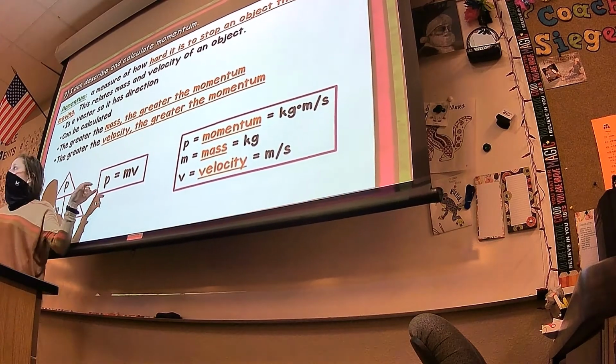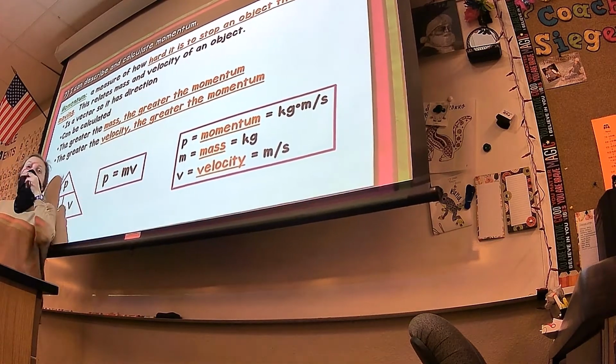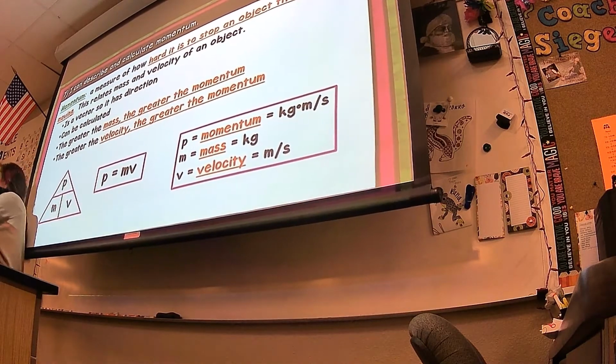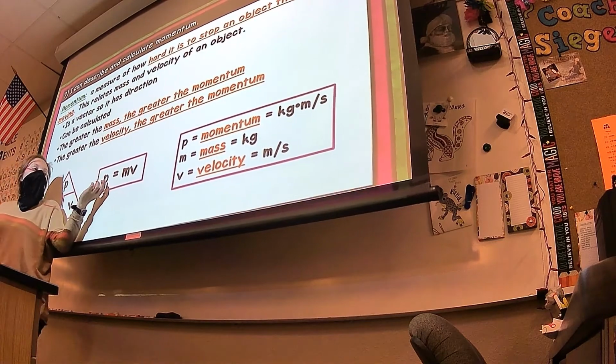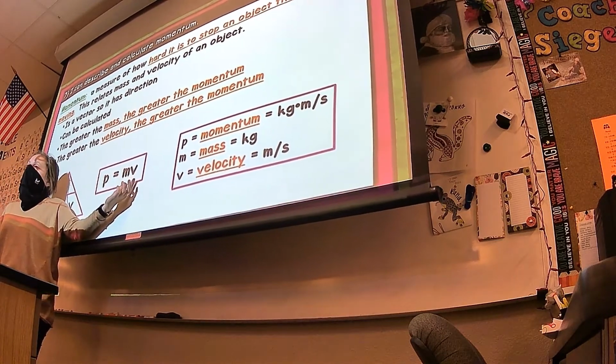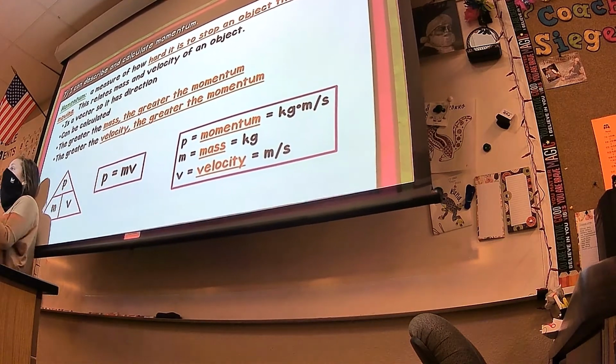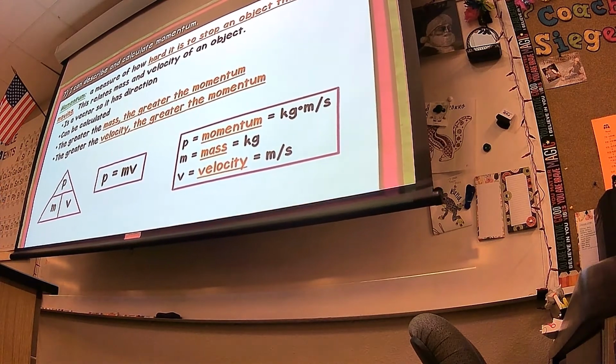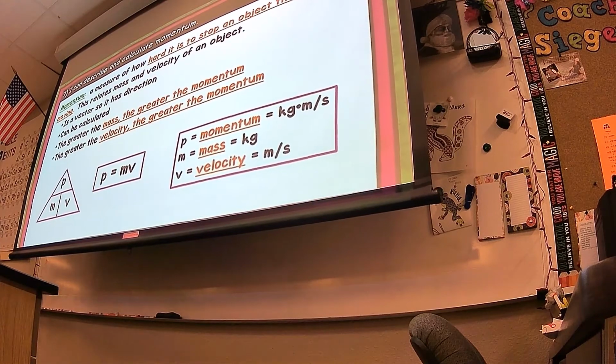So this P doesn't really make sense, but that is the variable for momentum. Momentum is symbolized by a lowercase p. And then momentum equals mass times velocity. So m times v gives us momentum. We have our fancy triangle here that we like to use. Let's go calculate some problems. Okay, let's figure out what this is about.